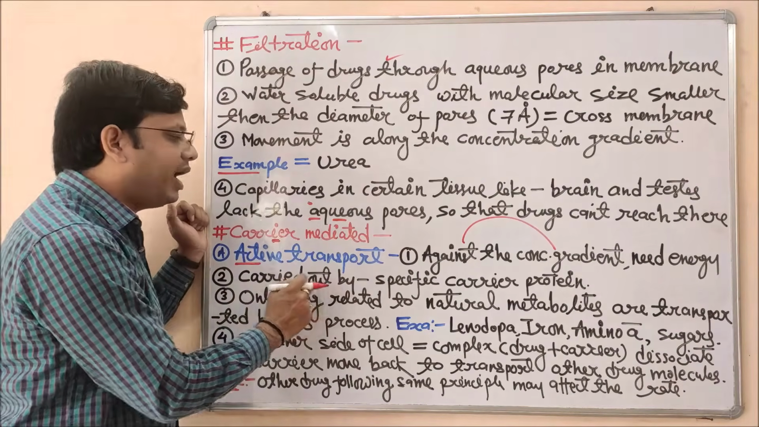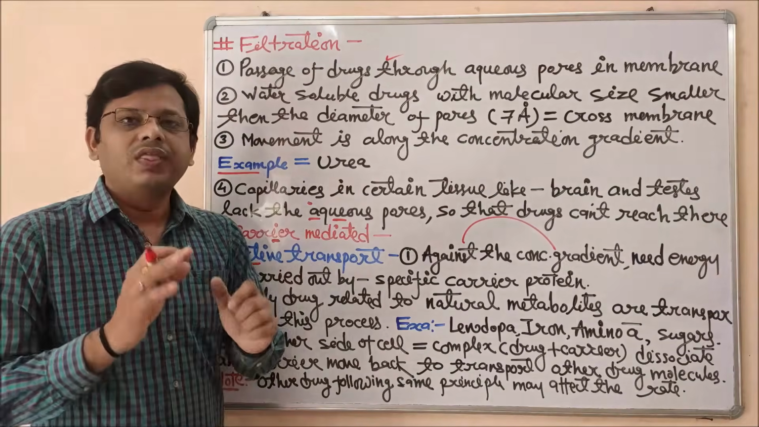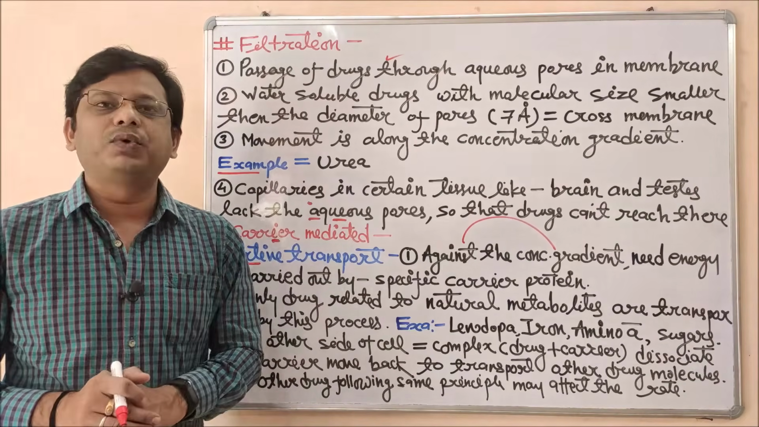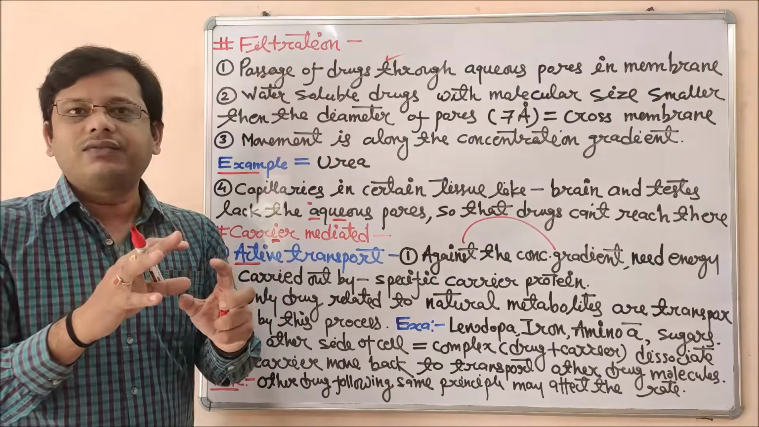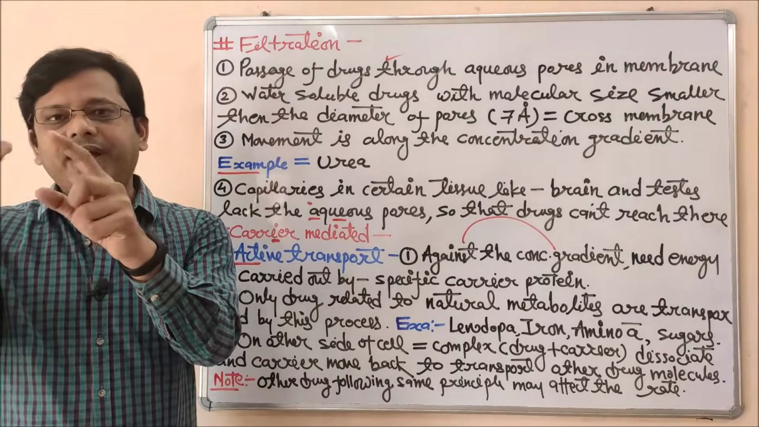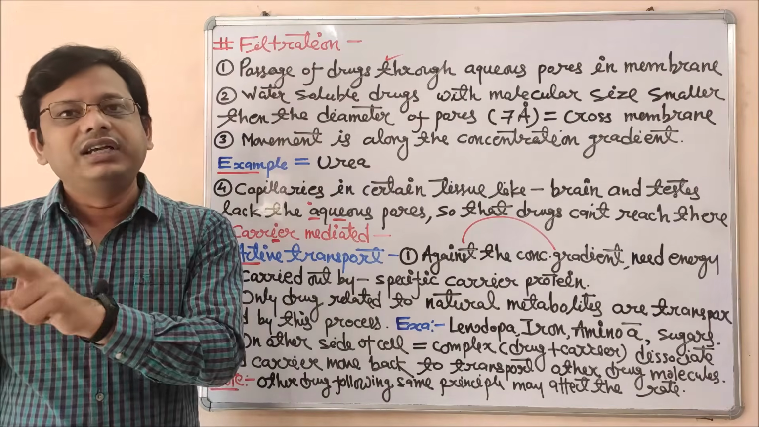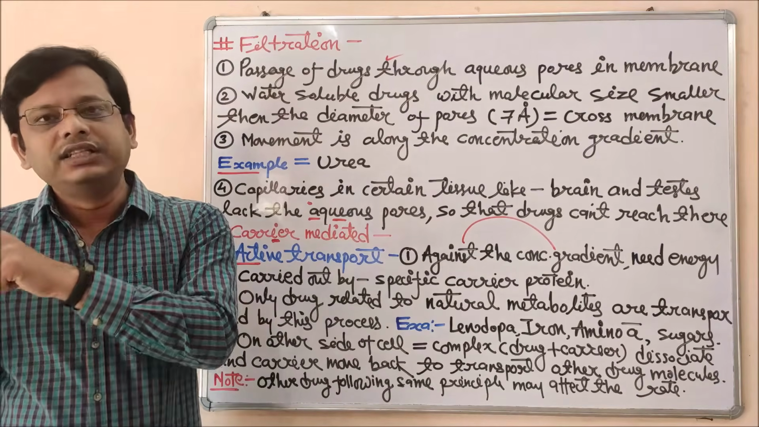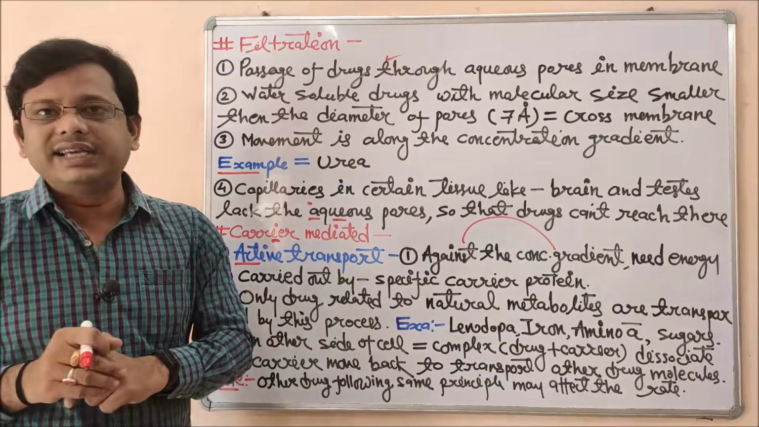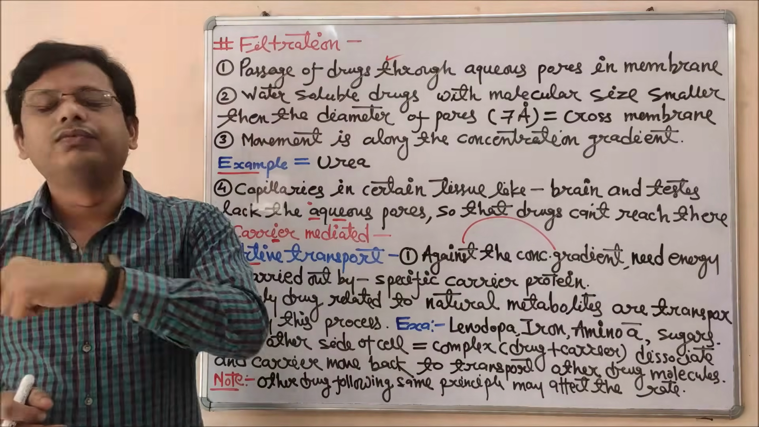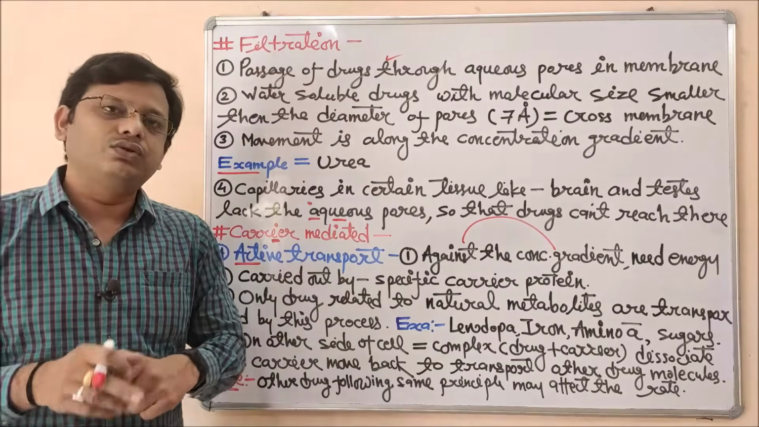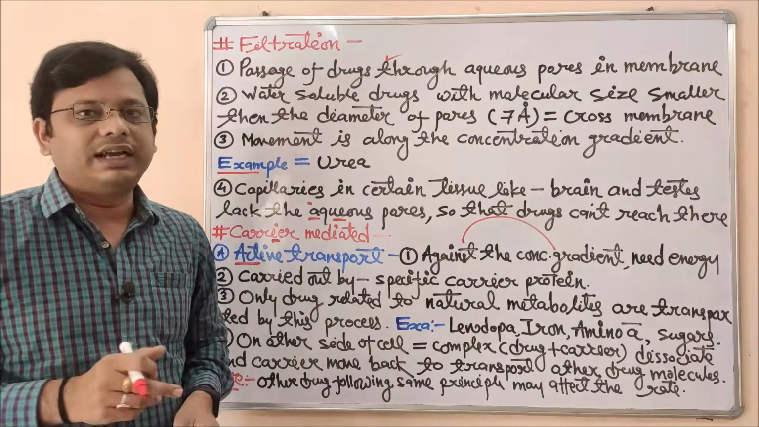Now it is carried out by a specific carrier protein. This process of carrier-mediated transport requires a specific type of carrier protein which will carry the drug and transfer it from extracellular to intracellular. They will dissociate and release the drug, then go back to the cell surface, and again carry the drug molecule and move to the next process. So this movement process takes place continuously.